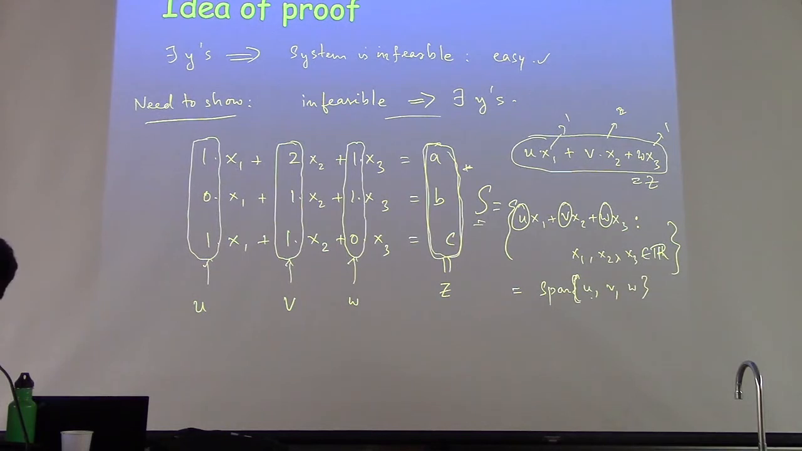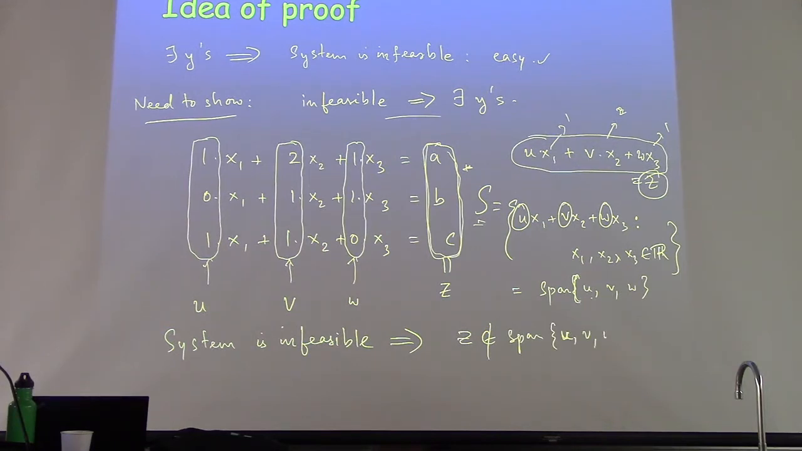So the infeasibility of this basically means that the point z does not lie in the span, right? So it's just an extremely simple alternate way of looking at this, right? So it just means the system is infeasible implies z is not in the span of u, v, w. Okay, well, u is this 1 0 1, it's 2 1 1 and this. And yeah, so in general, you have some vectors like this, and you have some right-hand side. And basically, you will say that this system is infeasible if and only if the right vector is not in the span of this.